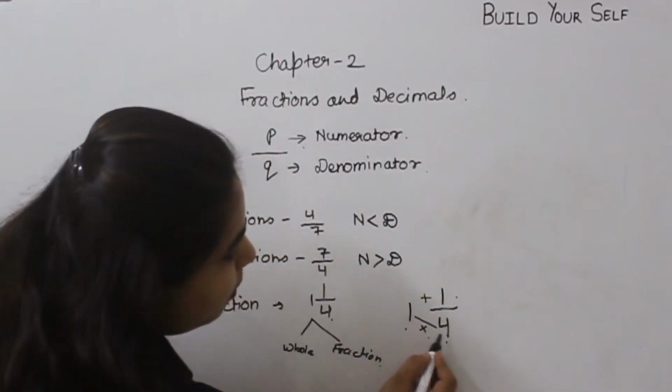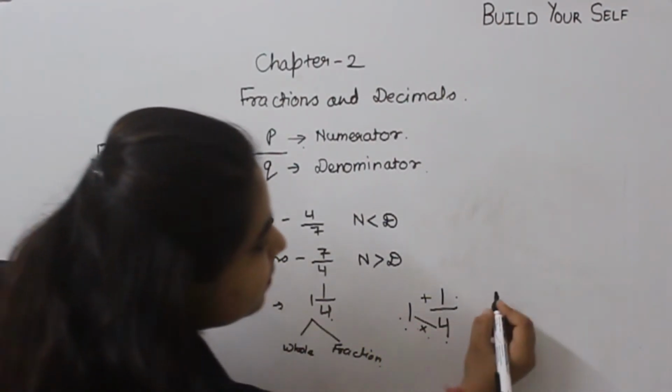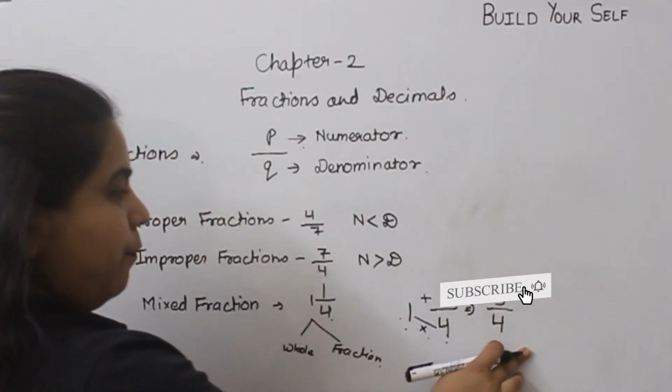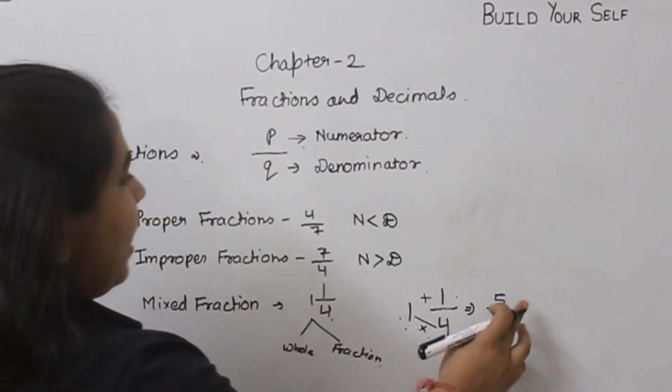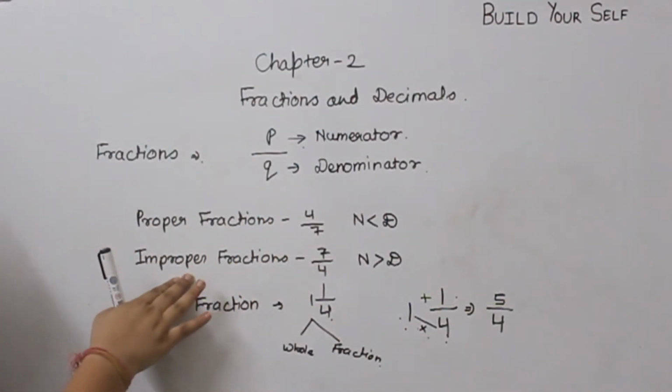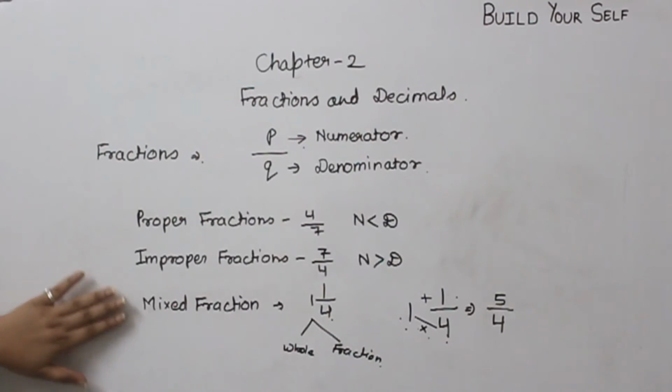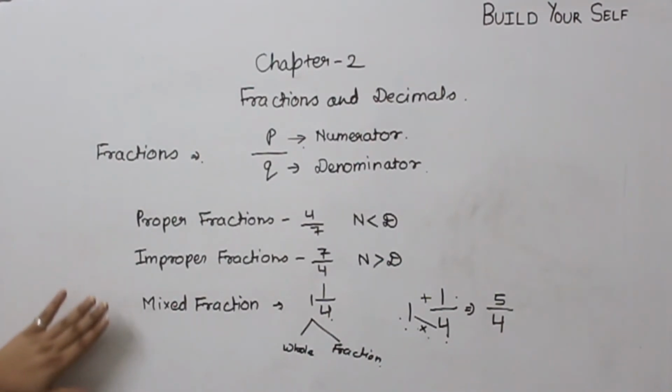So like 4 multiplied by 1 is 4, 4 plus 1 is 5. So it is 5 by 4. And it is an improper fraction. So mixed fraction is a part of an improper fraction.